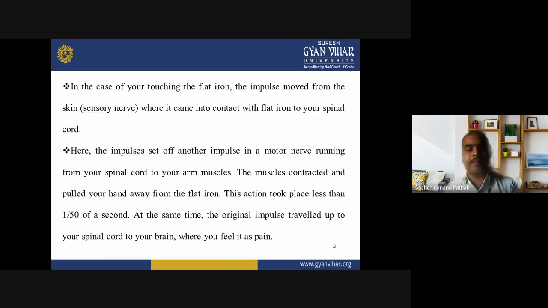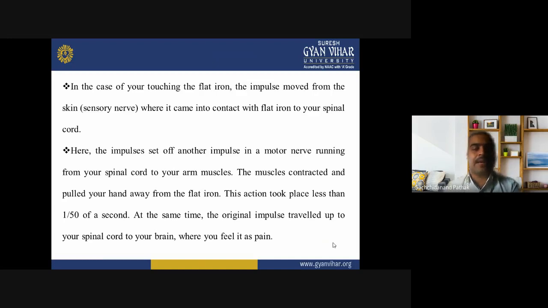At the same time, the original impulse travels up your spinal cord to your brain, where you feel it as pain. Same time, when you touch a hot object, the impulse will travel to your spinal cord. The spinal cord will cause the muscles to contract, and you will pull your hand back. That is a reflex action, and the path is the reflex arc.